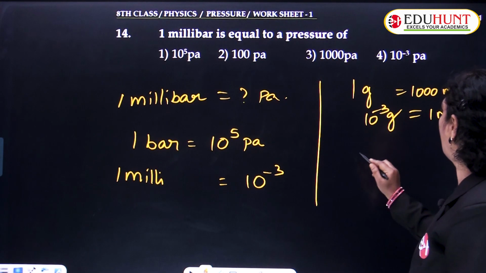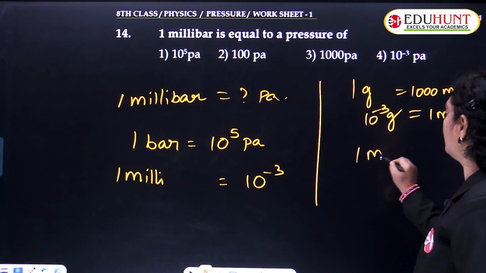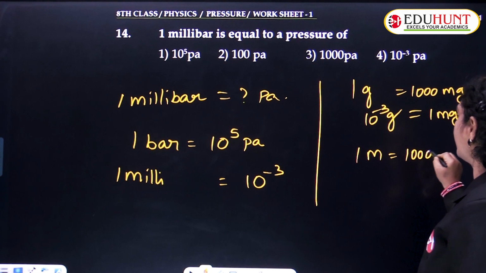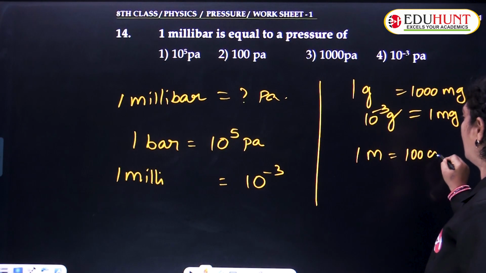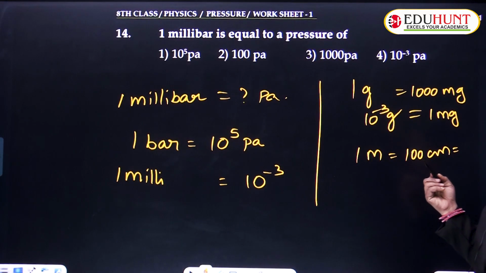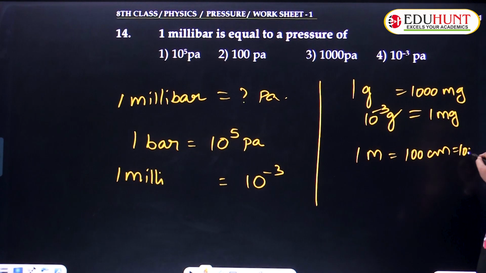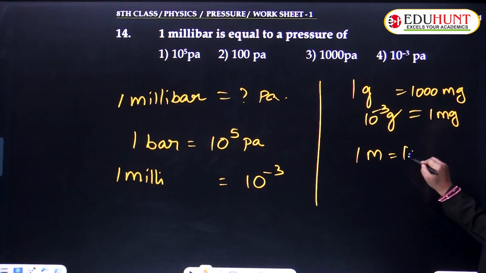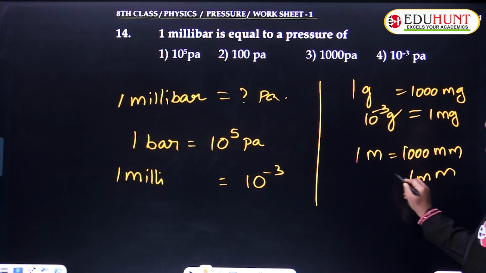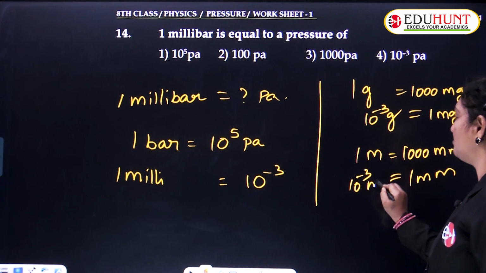Similarly, 1 meter is equal to 100 centimeters and 1 centimeter is equal to 10 millimeters. So totally 1000 millimeters. So 1 meter is equal to 1000 millimeters or 1 millimeter is equal to 10 power minus 3 meters.